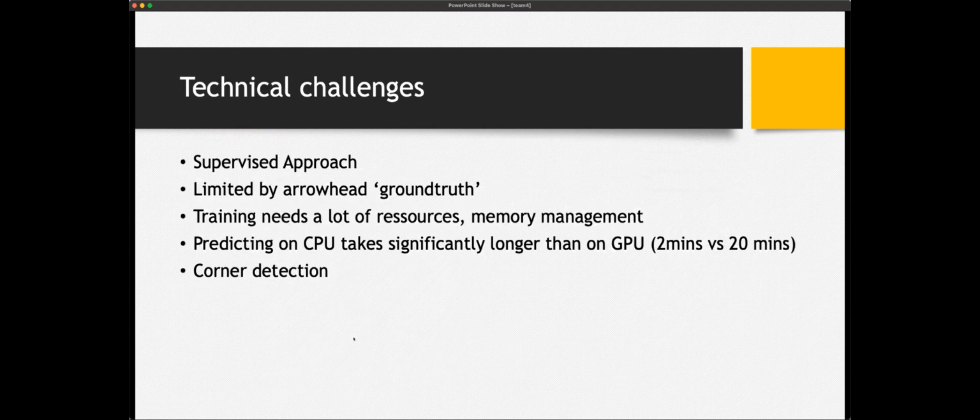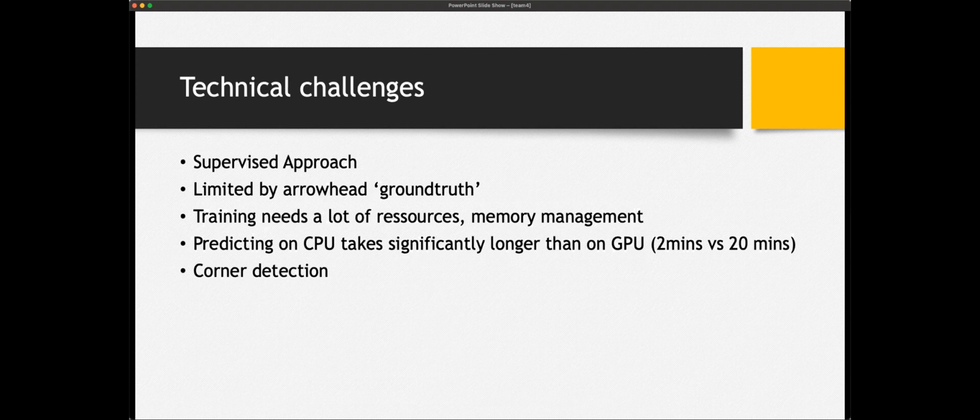Technical challenges or constraints for us are that this is a supervised approach, so we always need some other algorithm as ground truth, which in this case was Arrowhead, and of course this is not a real ground truth because there's no clear definition of what a TAD is. Then the training of this network needs a lot of resources, and that's why memory management is key, and we did a lot of optimization so that we can train this network efficiently. A drawback also is that the prediction on the CPU, although it's easily doable on a normal computer, takes a lot longer than if you use a machine that has a GPU.